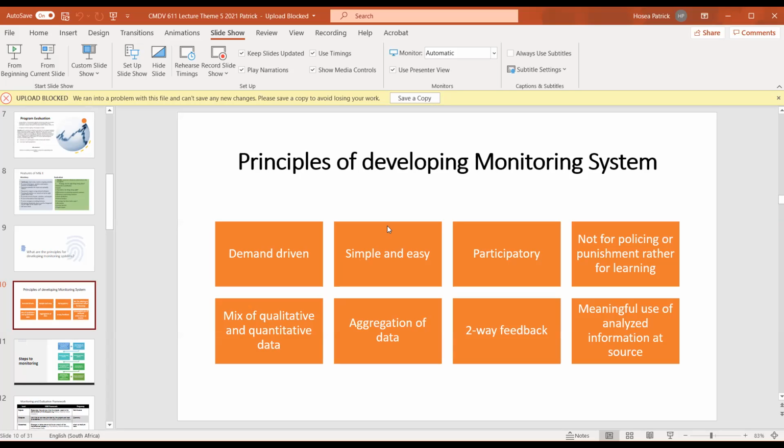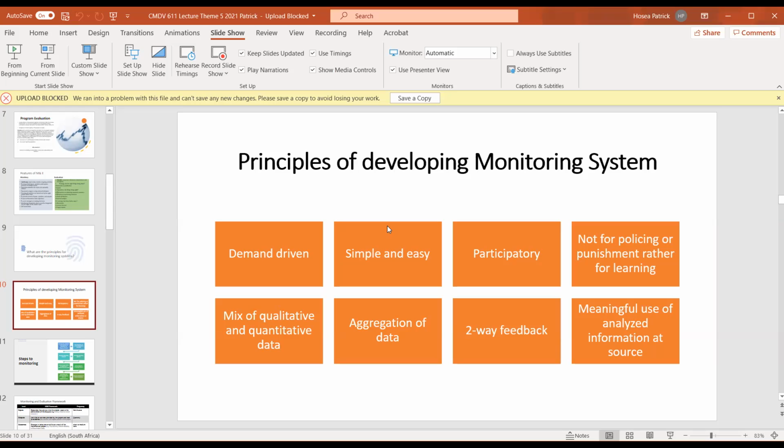When you are to develop a monitoring system for your project, when we talk about it being demand-driven, we imply that you don't just come up with a monitoring system because you know that there's a need for a monitoring system. No, you must ensure that you are coming up with a monitoring system relating to the needs of your particular project. So you monitor based on the needs of a particular project. And we say that projects are relative. They are relative to the objective of the project itself, and also relative to the environment in which that project is being carried out.